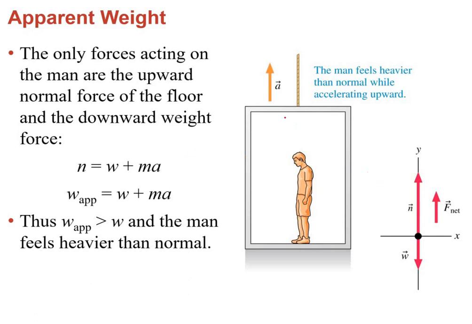If the elevator is moving up and speeding up, the acceleration is in the upward direction. That means the net force is in the upward direction. So this person is experiencing a normal force in the upward direction, and the weight of the person is down. That's the free body diagram. The equation for this person is N minus W equals ma. Then the normal force is the apparent weight that the person is experiencing, and therefore the person feels heavier than usual.